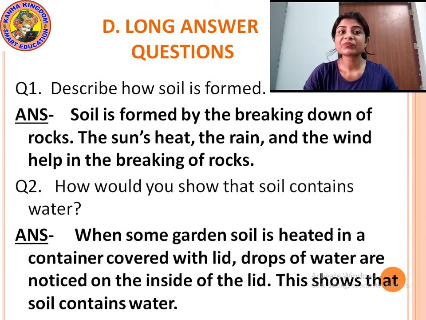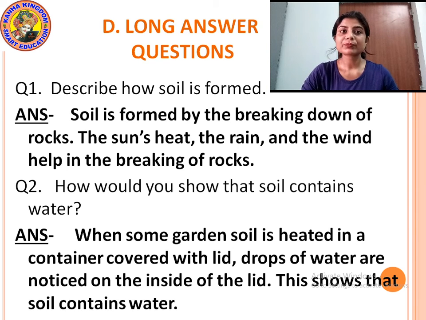I repeat the answer. When some garden soil is heated in a container covered with lid, drops of water are noticed on the inside of the lid. This shows that soil contains water. I repeat once again. Question number 1. Describe how is soil formed. Answer. Soil is formed by the breaking down of rocks. The sun's heat, the rain and the wind help in the breaking of rocks.